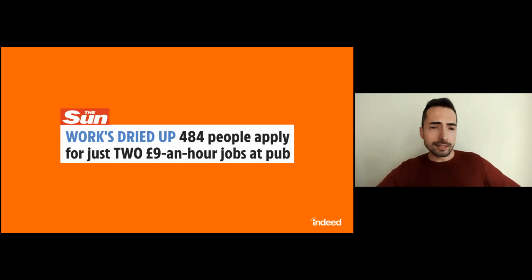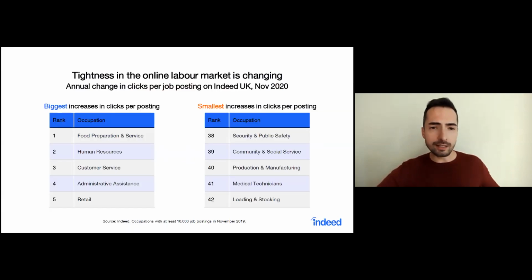So on the next slide, when we look at the shifts in clicks per job posting in November of 2020 compared to a year ago, we find that those shifts have actually been highly uneven. The largest increases are in areas like food preparation and service, where posting volume has shrunk a lot. And we see similar things happening in human resources, customer service, administrative and retail jobs, which are all suffering to a similar degree.